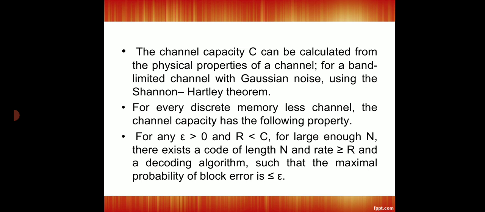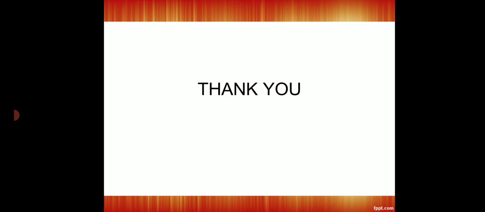The channel capacity can be calculated from the physical properties, that is Gaussian noise, using the Shannon-Hartley theorem. For every discrete memoryless channel, for any epsilon greater than 0 and R less than C, there exists a code of length n with rate R, and the decoding has a maximum block error of less than or equal to epsilon. Thank you.